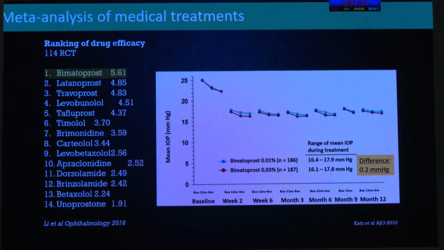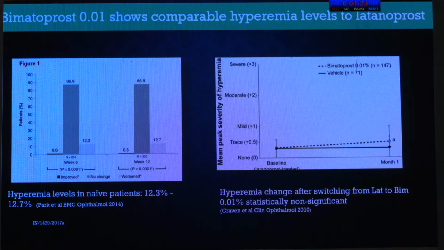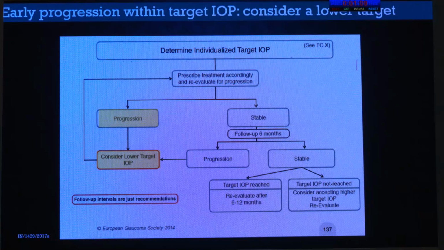Now the meta-analysis of medical treatment also shows bimatoprost is the winner here. It has a marginal benefit as compared to latanoprost and travoprost. Bimatoprost 0.03% used to show us a lot of hyperemia and ocular surface disorders, but with bimatoprost 0.01%, these things are better controlled. It is almost comparable with latanoprost.